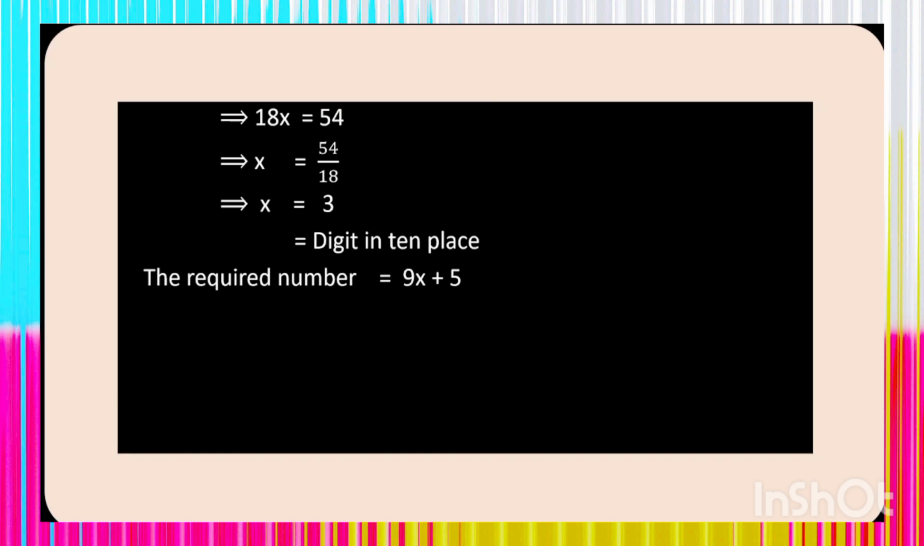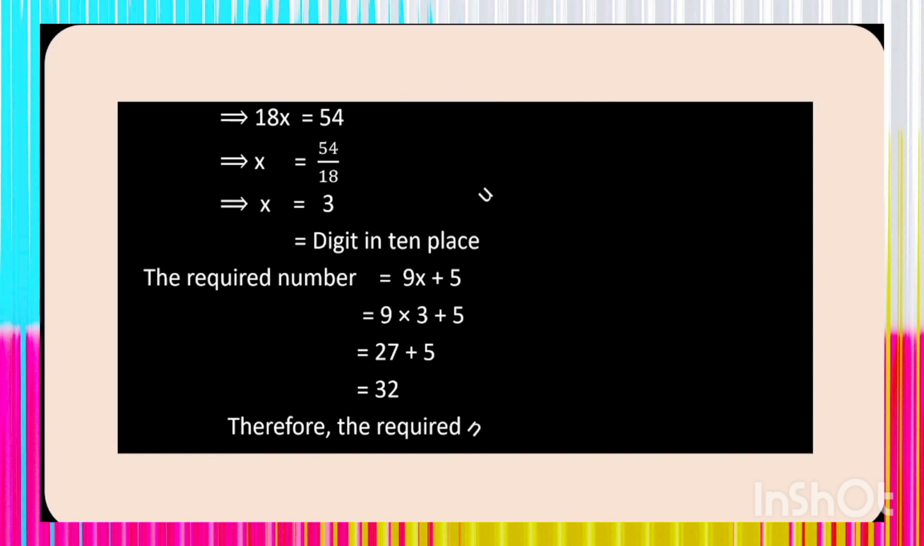The required number is 9x plus 5, right? So by putting the value of x, we shall get 9 multiplied by 3 plus 5, which is 27 plus 5, which is 32. Therefore the required number is 32.